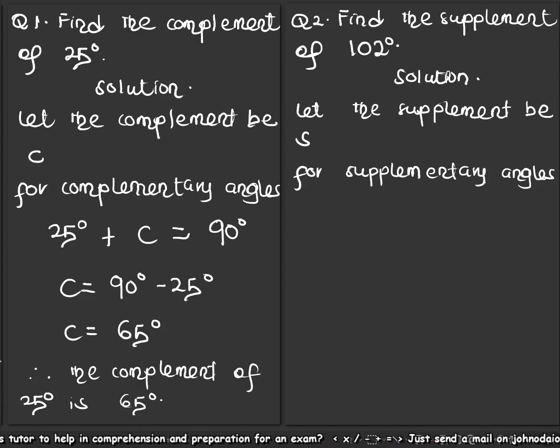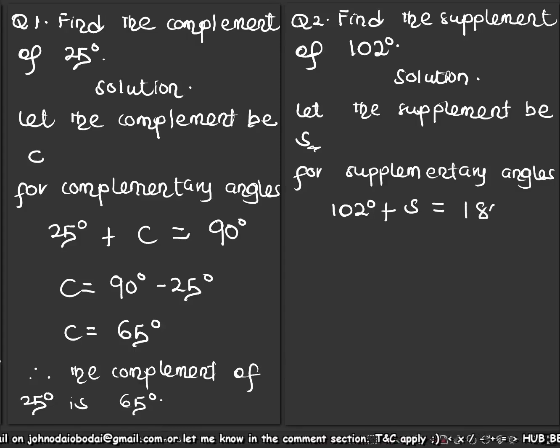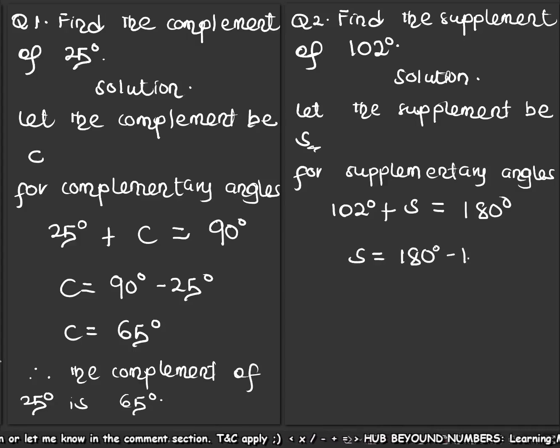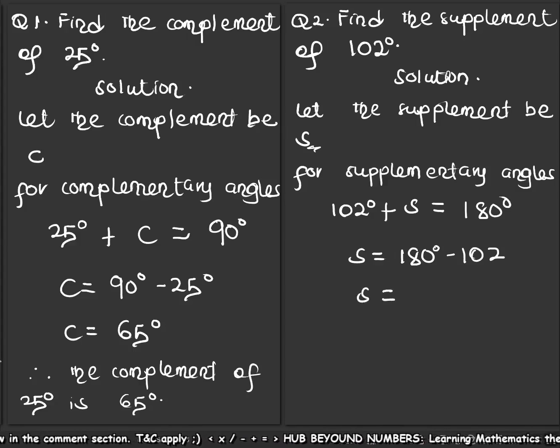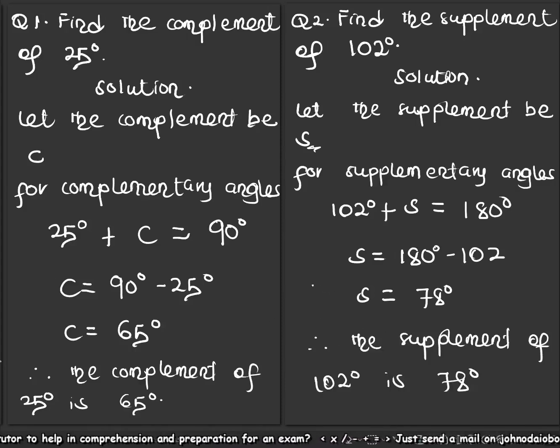Then for supplementary angles, this is the most important thing: we know their sum is 180. So 102 degrees plus S should give us 180 degrees. Then, making S the subject, we have S equal to 180 minus 102. Hence, our S is going to be 78 degrees. Therefore, the supplement of 102 is 78 degrees. As simple as that.